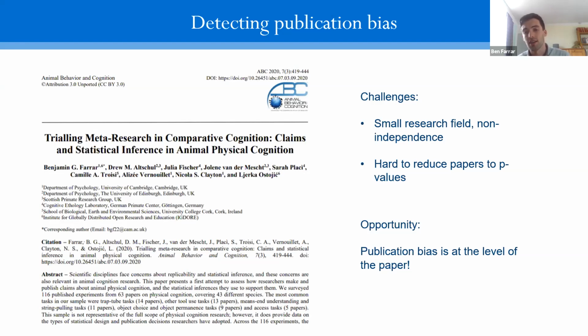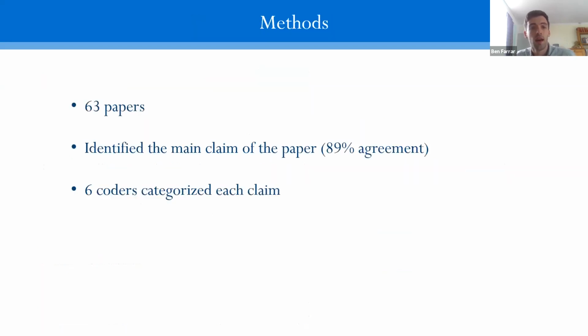But these challenges gave us an opportunity, because publication bias does happen at the level of the paper. It doesn't happen at the level of the individual statistical test necessarily. So I'm going to talk you through the way that we tried to deal with this. We got 63 papers from a keyword search, and we identified what we thought the main claim of each paper was. So from the abstract, we took out a sentence and asked, what is this paper really claiming? And we got an 89% agreement on this. So it was relatively straightforward to identify what the papers were claiming.